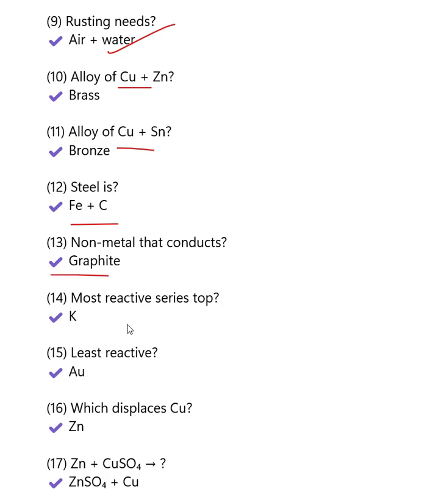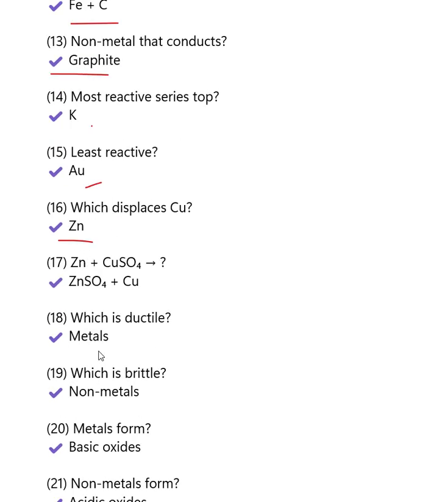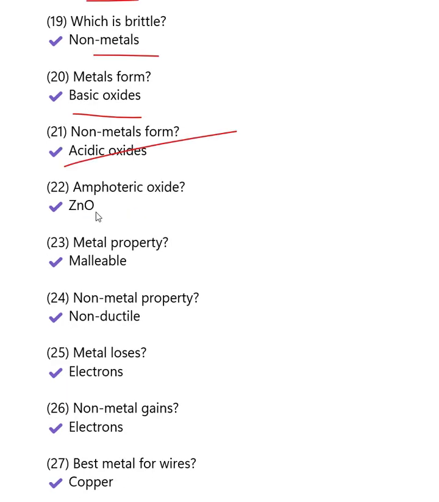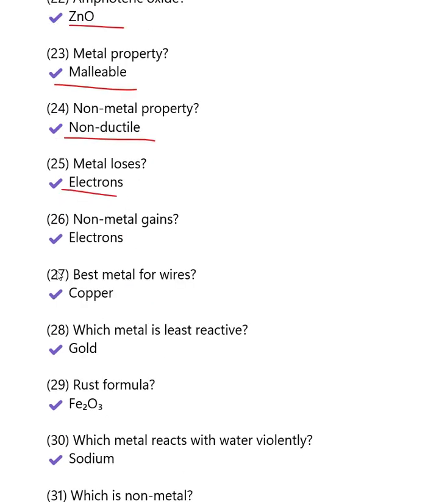Most reactive is potassium, and least reactive is Au, that is gold. Zinc displaces copper. Ductile is a property of metals. Brittle is a property of non-metals. Metals form basic oxides, non-metals form acidic oxides. Amphoteric oxide is ZnO. Metal property is malleability, and non-metal property is non-ductile. Metal loses electrons, non-metal gains electrons.